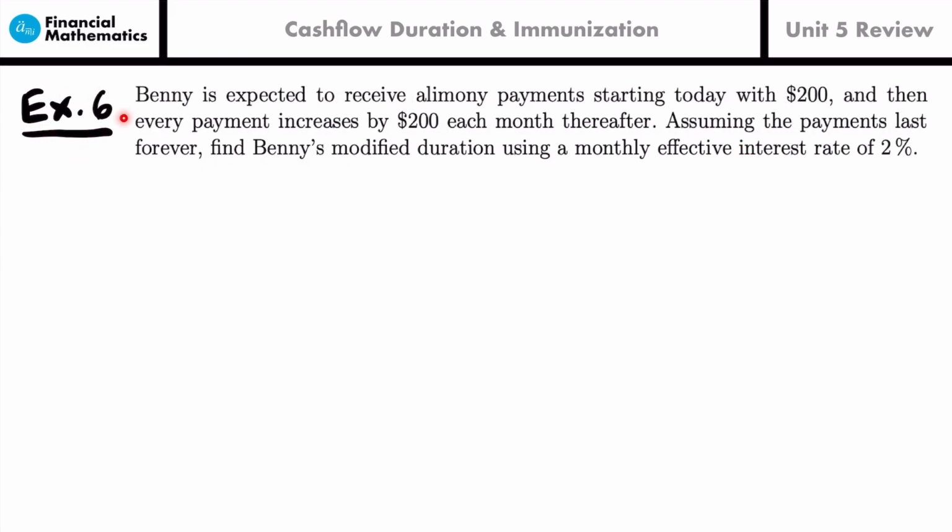For our sixth review problem, we have Benny is expected to receive alimony payments starting today with $200, and then every payment increases by $200 each month thereafter. Assuming the payments last forever, find Benny's modified duration using a monthly effective interest rate of 2%.